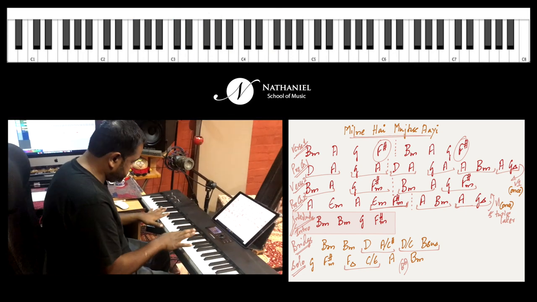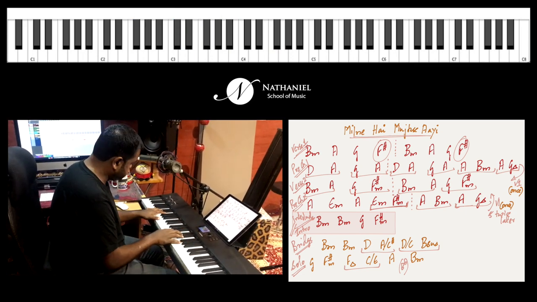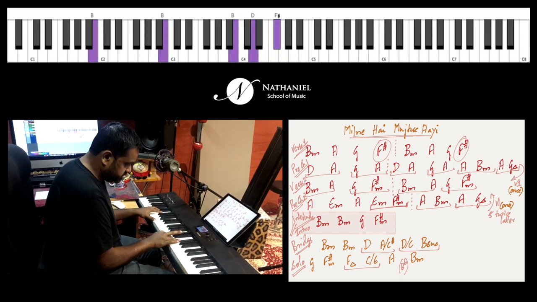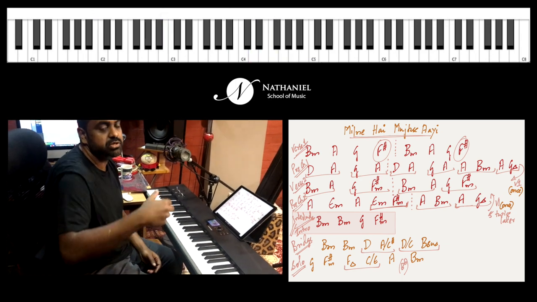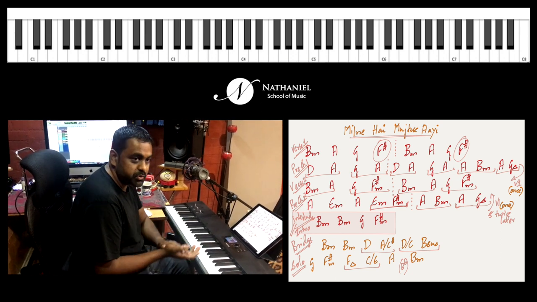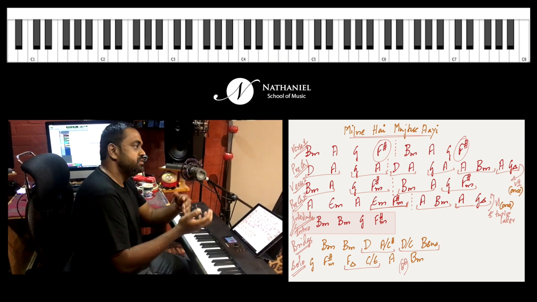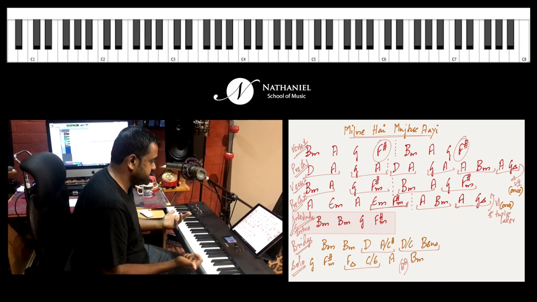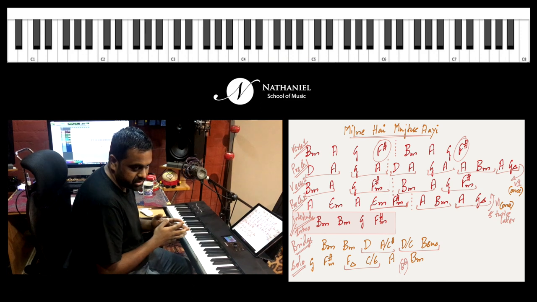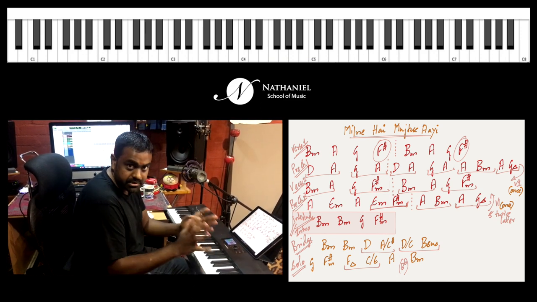So let me just show you the chords again. The chords change every bar. So you can do B minor 4 times. So 4 times means you're on the pulse. 1, 2, 3, 4. Change the chord. 2, 3, 4. Change the chord like that. So basically, by default, every chord changes after 4 beats, unless otherwise mentioned in the chord chart.